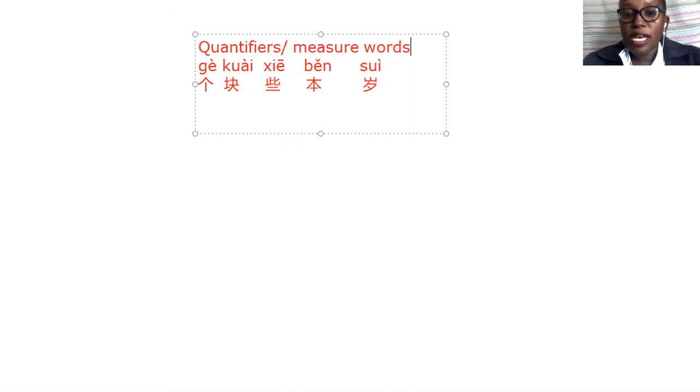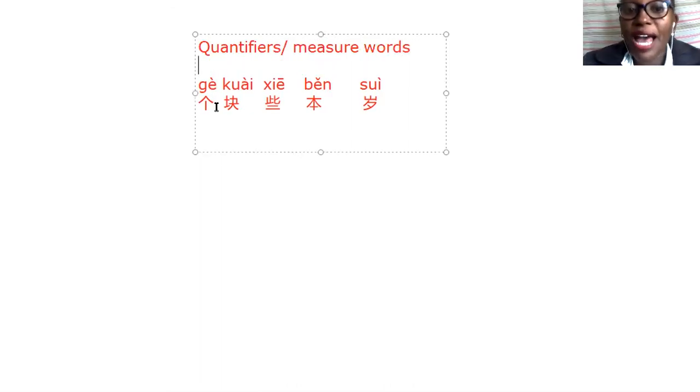So if we look at the measure word 个, we've said that 个 is a general measure word, and we would say, for example, 一个面包. 面包 is what?